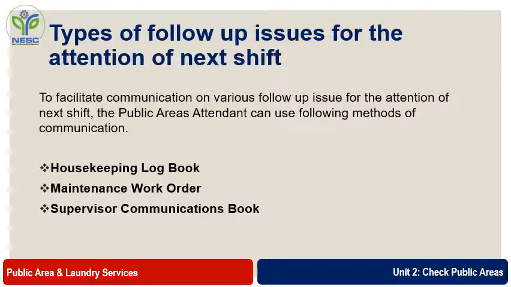So here we will be learning about the types of follow-up issues for the attention of the next shift. To facilitate communication on various follow-up issues for the attention of the next shift, the public area attendant can use the following methods of communication. First is the housekeeping logbook. Second, maintenance work order. Third, supervisor communication book. So for follow-up issues, these three should be maintained. These three logbooks or work orders should be maintained for the smooth functioning of the department.